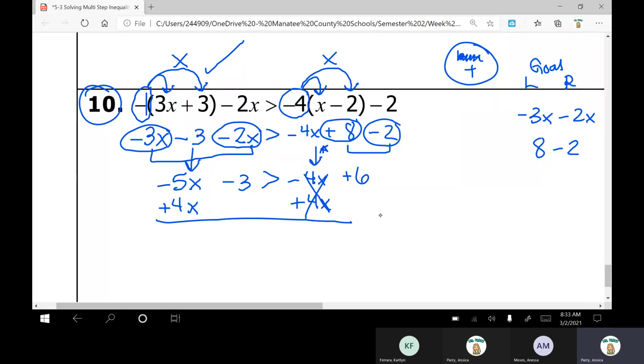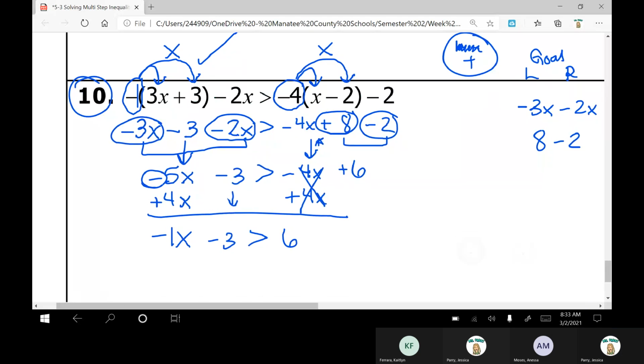Let's go ahead and start combining here. Negative 5x and a plus 4x. They're different signs, so we can subtract. 5 minus 4 is 1. Keep the sign of the larger number, so it's a negative 1x. Bring down the minus 3, an equality sign, and positive 6.